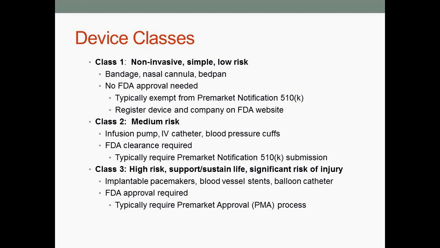The second class is medium risk. This would be something like an infusion pump, IV catheter, blood pressure cuff. And this has FDA clearance. It's required. And you go through that 510K pre-market submission process. Class 3 is high risk. It sustains or supports life, and there's significant risk of injury. These are things like pacemakers, blood vessel stents, balloon catheters. FDA approval is required, and that's where you go through a PMA process or a pre-market approval process.